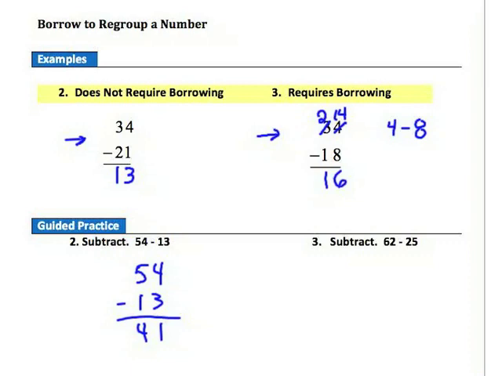Question 3. Subtract 25 from 62. So I'm going to write 62 above, and I'm going to be subtracting 25 from that.